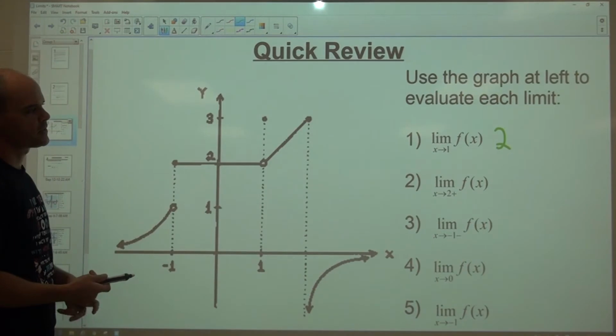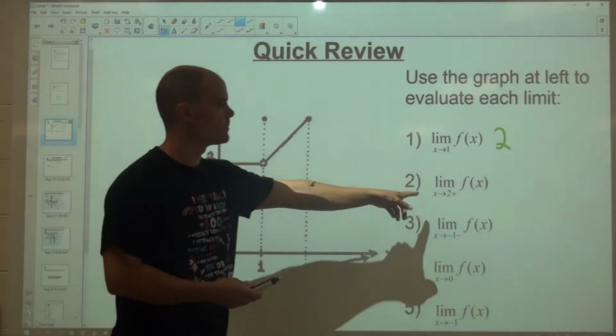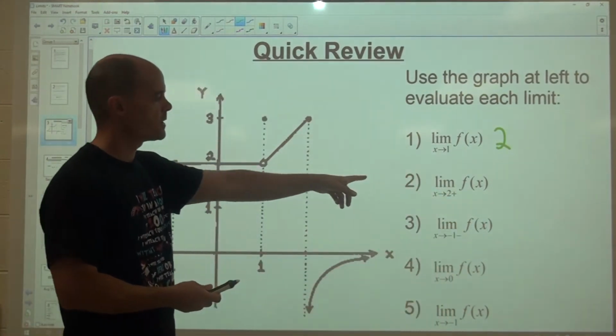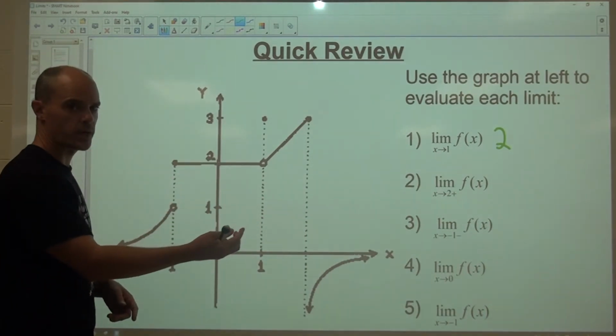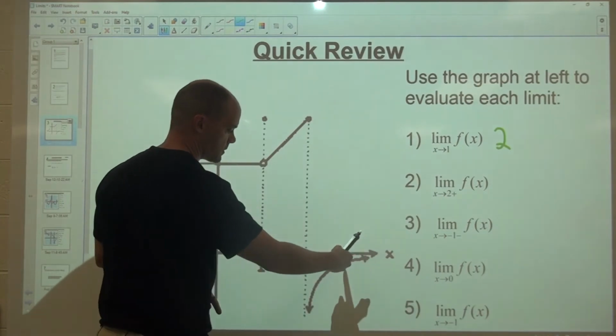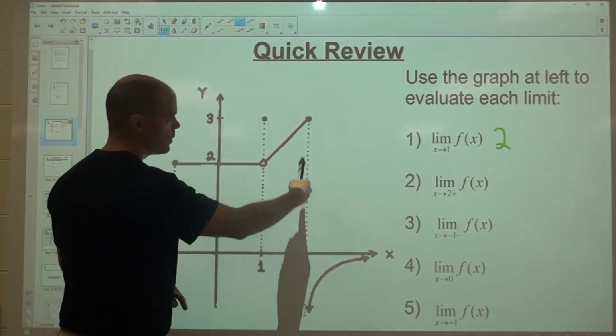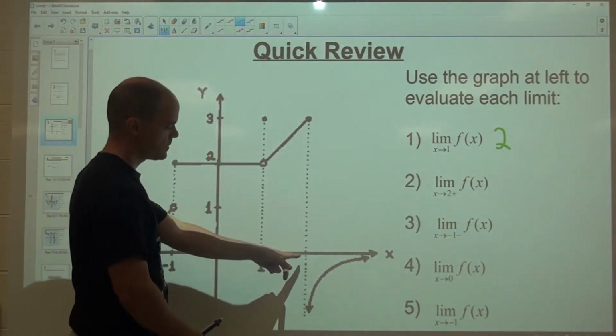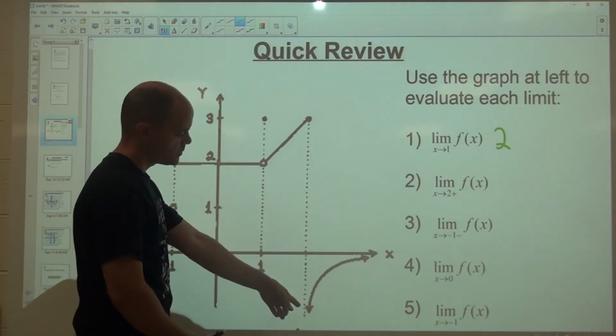And then we go a little bit faster through the rest of these. So as we approach 2 from the right side, well, that plus sign means we're coming from the positive direction, so we're actually moving left. So we're way out here and getting closer and closer and closer and closer. And then we bend away from 2. This is 1, there's 2. So what are we approaching?